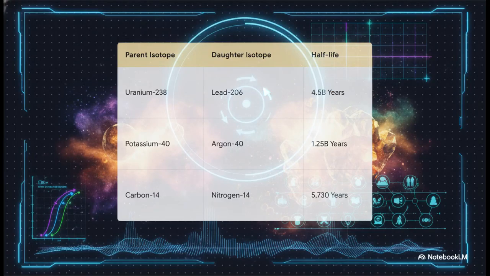Let's crack open our isotope arsenal here. You'll see that different isotopes are basically built for completely different investigative jobs, all based on their half-lives. Uranium-238 has this massive half-life of 4.5 billion years, so it's absolutely perfect for dating the oldest rocks and the origins of the solar system itself. Potassium-40 is sitting at a 1.25 billion year half-life. But then look at carbon-14. Its half-life is only 5,730 years. That makes it our ultimate go-to for tracing very recent history.